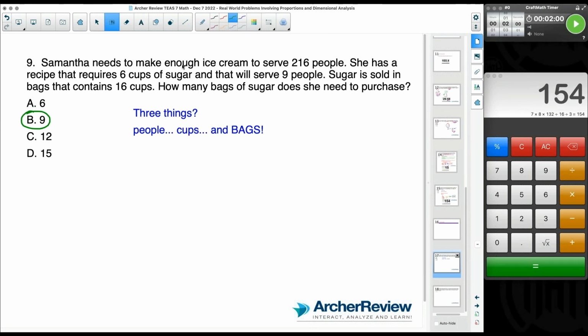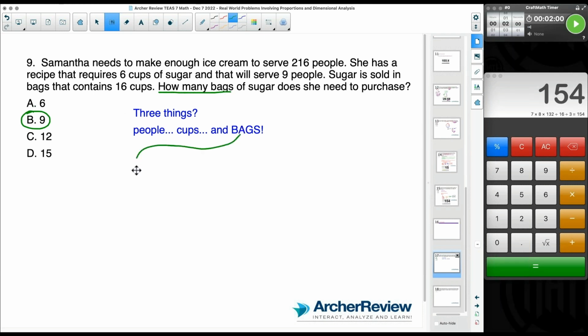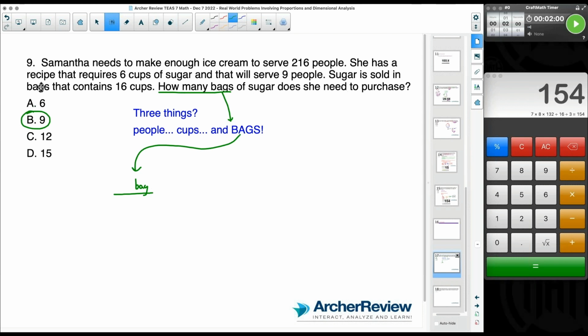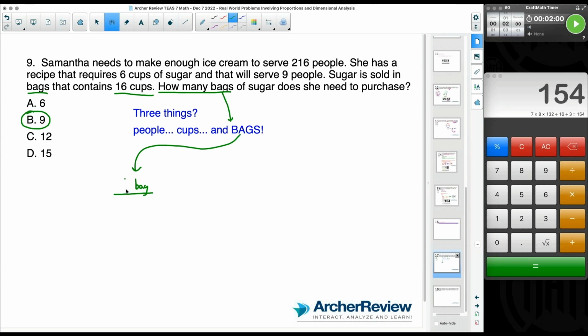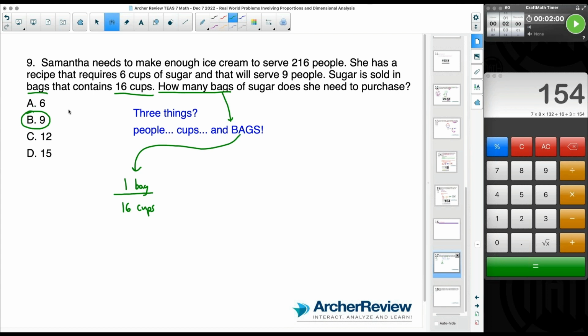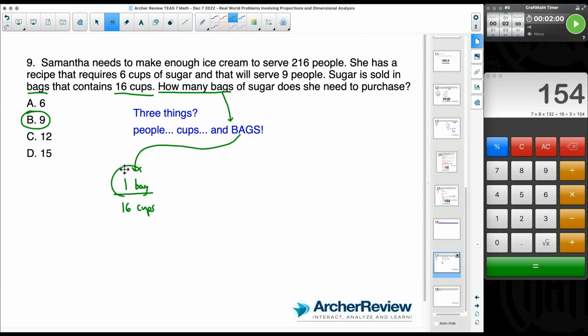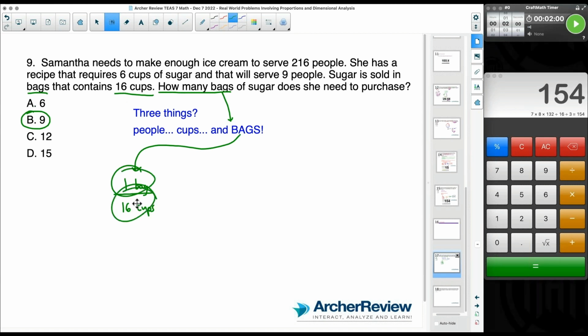So the question says, how many bags of sugar? So what do we know about bags? And it's kind of tricky. This one doesn't pop out like all the other ones have done so far. Sugar is sold in bags that contain 16 cups. So what that sentence is really saying is that one bag has 16 cups in it. I know it doesn't say one bag, but you have to infer that. So every one bag has 16 cups in it.